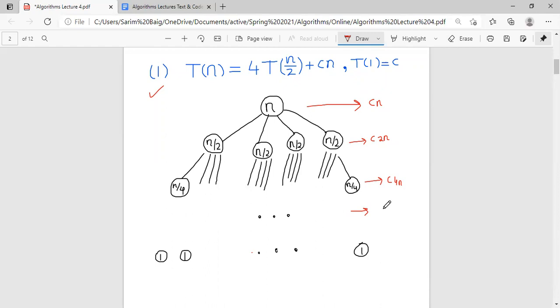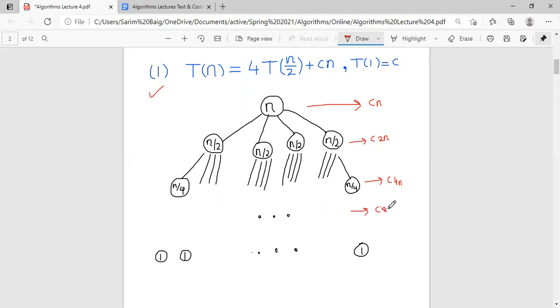So what's going to be the overall work in this level? Why don't you pause the video and answer that question? Right, so there's going to be a total of 64 calls, and the size of each call is actually n by 8. So you get a total of c8n here.